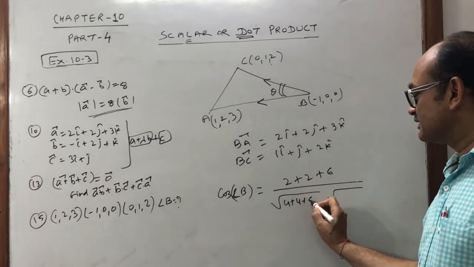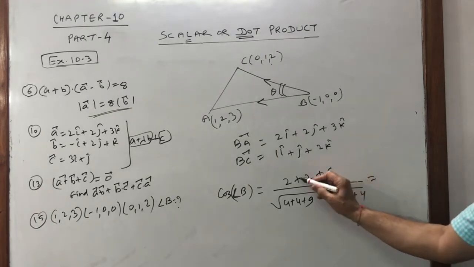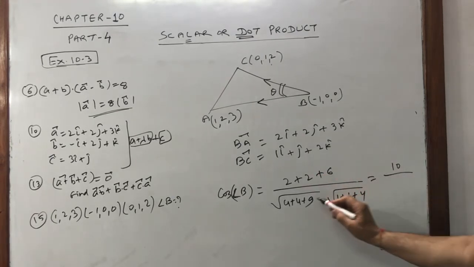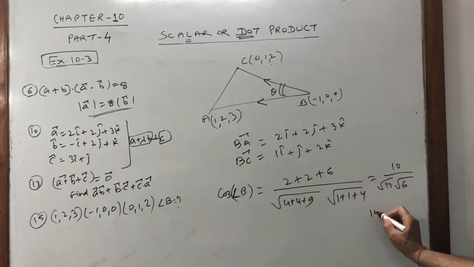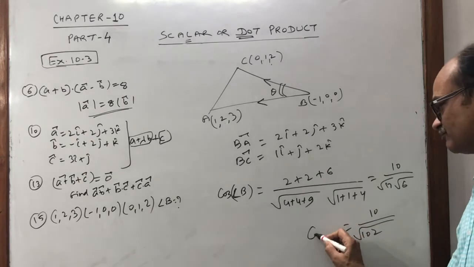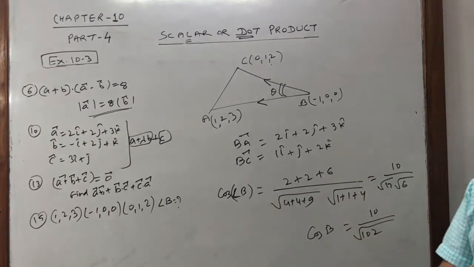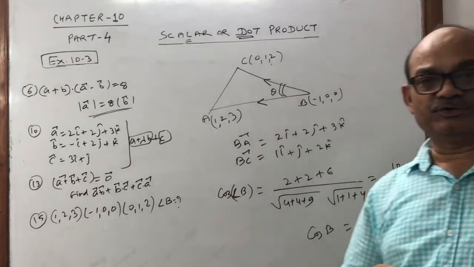4 plus 4 plus 9. Magnitude of second, 1 plus 1 plus 4. So the answer is 10 divided by 17, 6. That means 10 upon under root 102 is the value of cos B. And if you want angle B, cos inverse 10 upon root 102.